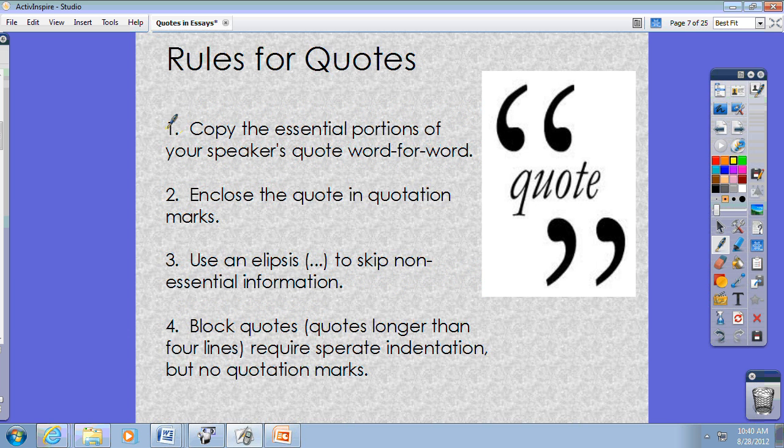Rules for quotes. These are the essential top 3 rules, and then we'll worry about number 4 as we move along here. This is not something that you have to worry about right now, okay? So I'll put an X through that. Quotes are word for word. You know that. Usually you're cutting and pasting those, especially in your quotes logs now. We need quotes in quotation marks. That's something that I've seen as I looked at quote logs, hasn't always been done. Ellipses can shorten up a quote to skip some non-essential information by bridging the gap between the beginning of a quote and the end of a quote.